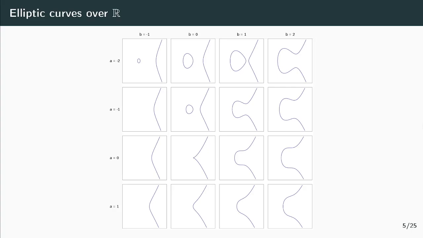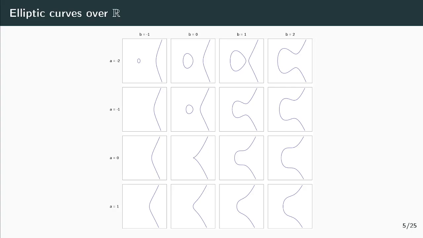Now it's time to see some pretty pictures. On this slide, we have elliptic curves over the real numbers, parameterized by a and b. In some cases, you can see they have two different components, whereas in other cases they have only a single one. Actually, in one case, the curve we get is not elliptic, but more on that later.